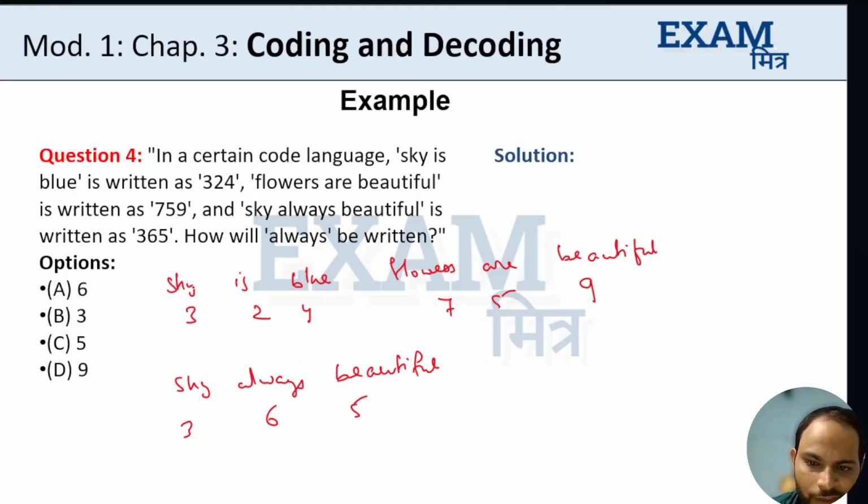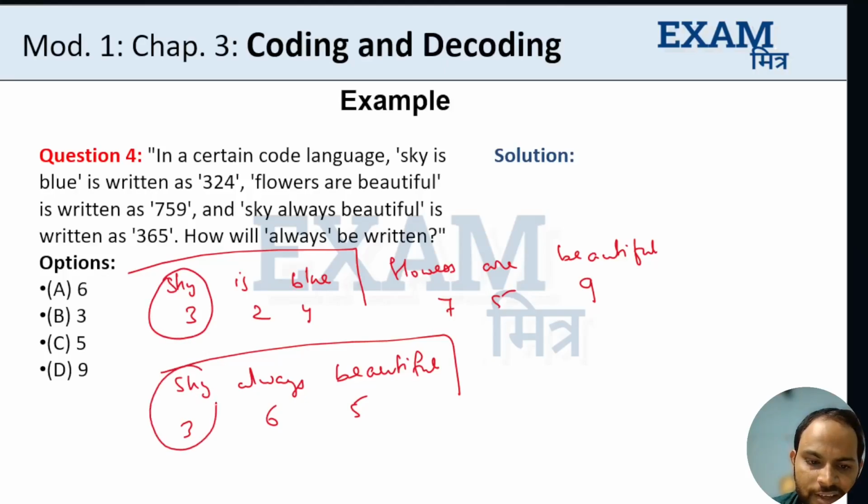Let's see. Here we have sky, and here also we have sky. Here is blue, but here there is no blue. What are the words that are the same in this sentence and in this sentence? There is only one common word, that is sky. So that common number must also be the same. That means sky is termed as 3.